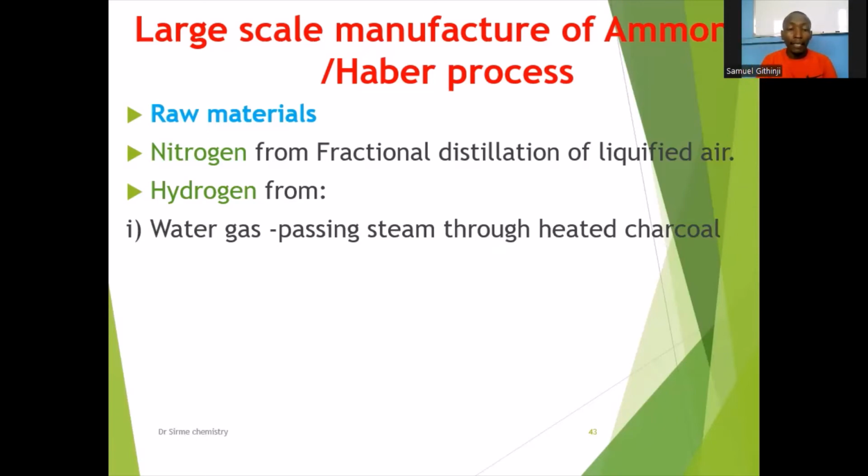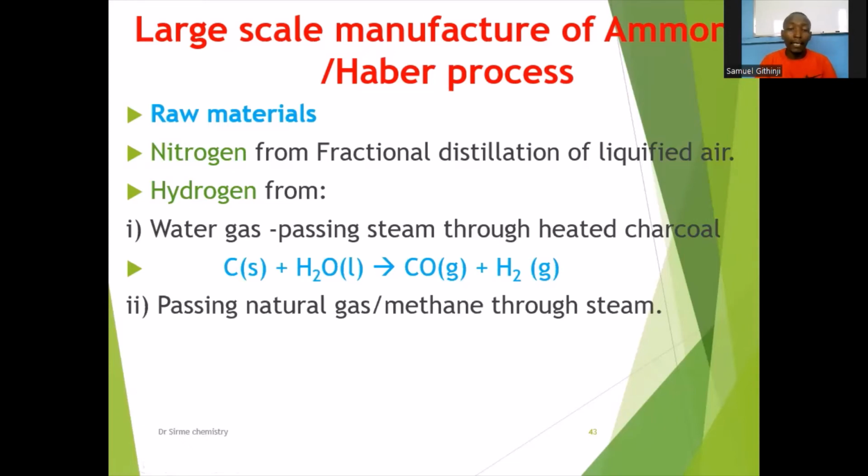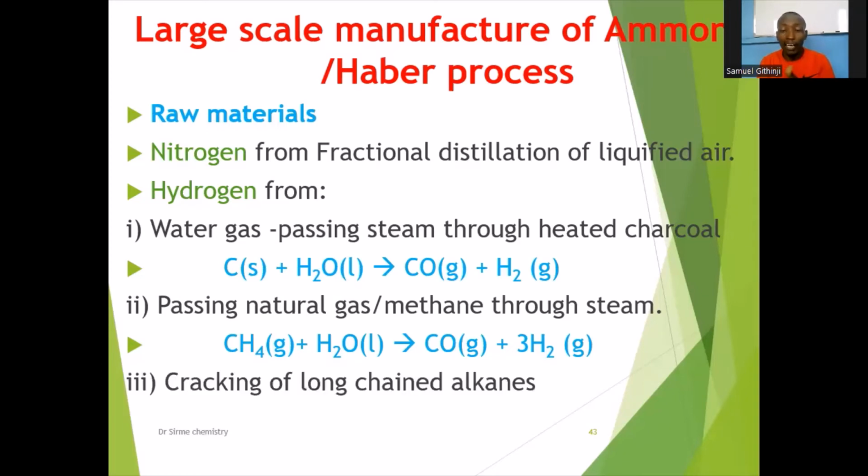I can get hydrogen from water gas. That is carbon that is burnt or mixed with steam, and you get CO and hydrogen gas. So you can get hydrogen gas in that way. I can pass natural gas, that's methane, through steam, and still I can get CO and hydrogen gas. My aim is to just get that hydrogen. Later I can remove the CO and use the hydrogen. Or rather I can do the cracking of long-chained alkanes.